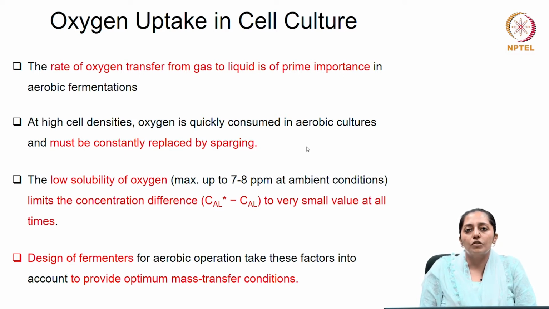Now because the solubility is so low, the driving force, which is the concentration difference between the equilibrium concentration of oxygen, called the saturation concentration of oxygen, which is nearly 8 ppm, and the actual oxygen concentration in the medium, is always very small in absolute terms. So in order to compensate for this small difference, the reactor design is manipulated so as to affect the mass transfer coefficient, which is KLa.